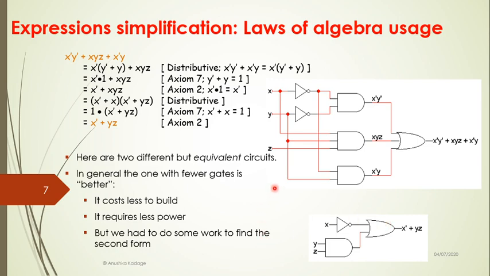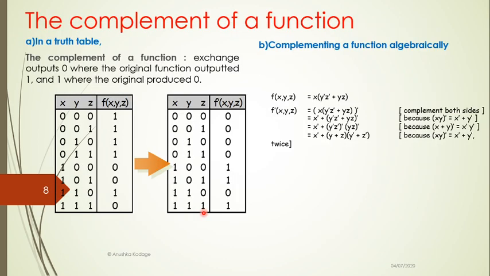And this leads us to the advantages that the cost of building the circuit will be reduced, as the number of ICs involved will be less, and the power required for that circuit will also be less. But for this, we have to do some work to find the reduced form, as in the reduction that we have carried out. But we are getting more economical circuit building by application of these Boolean algebra laws.